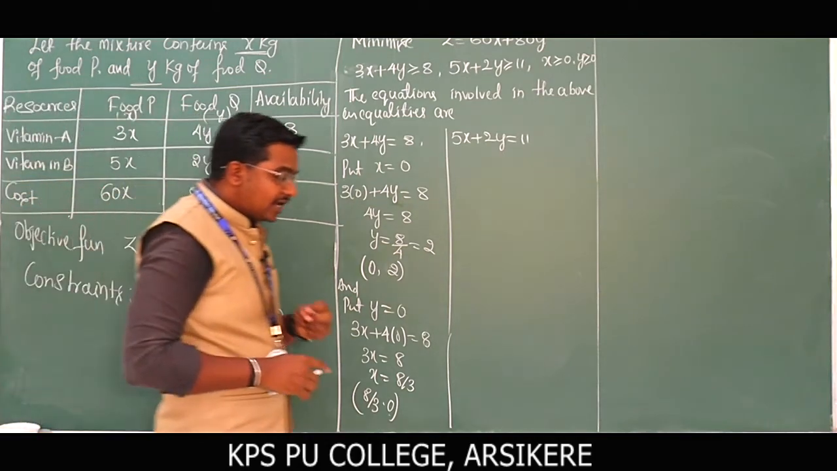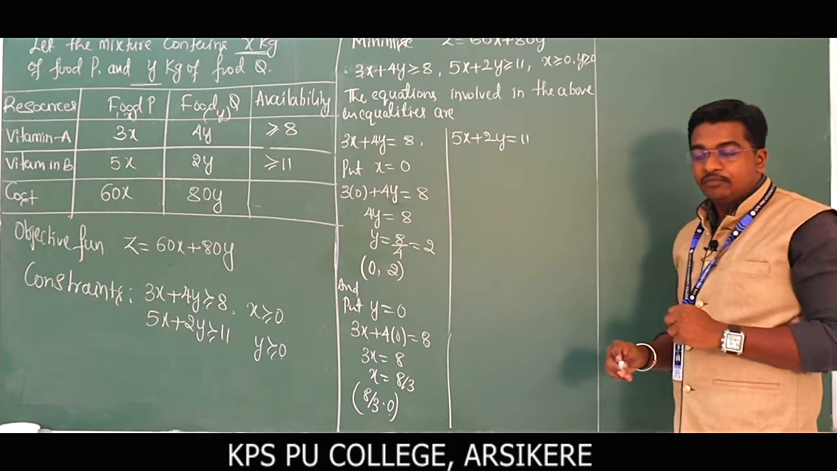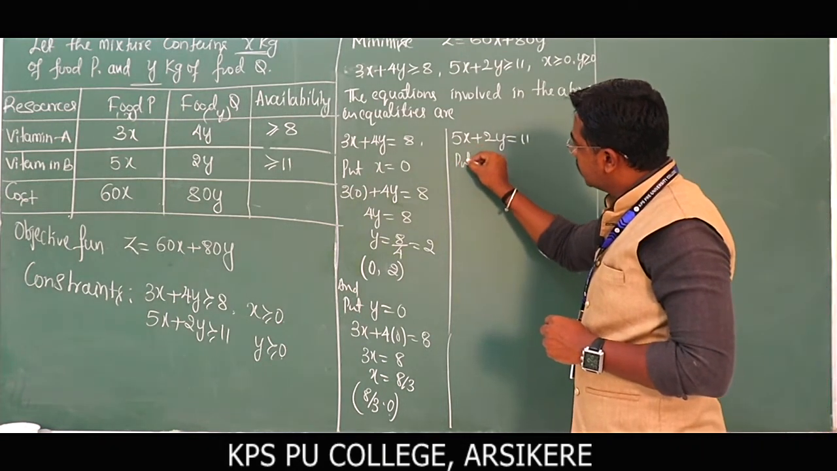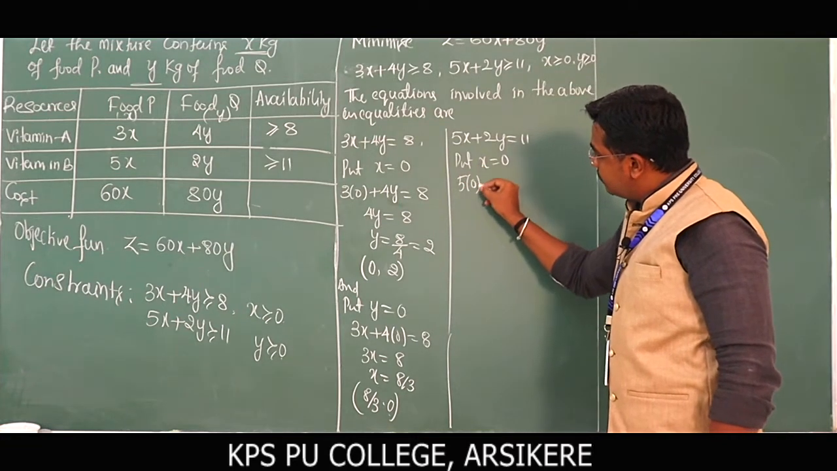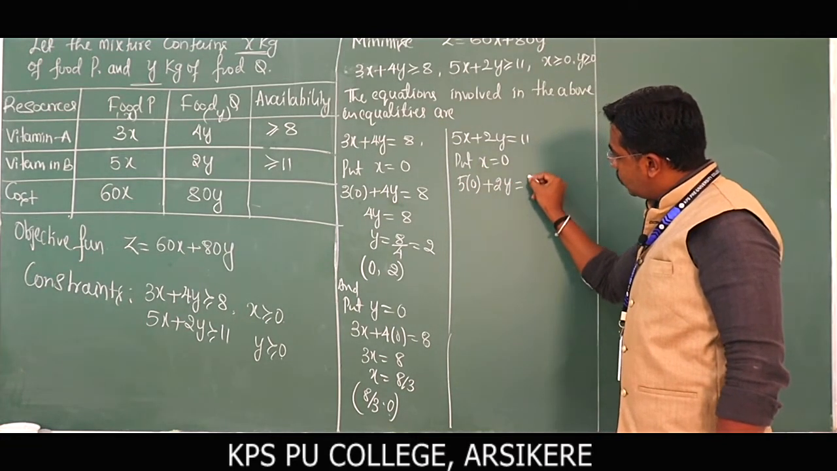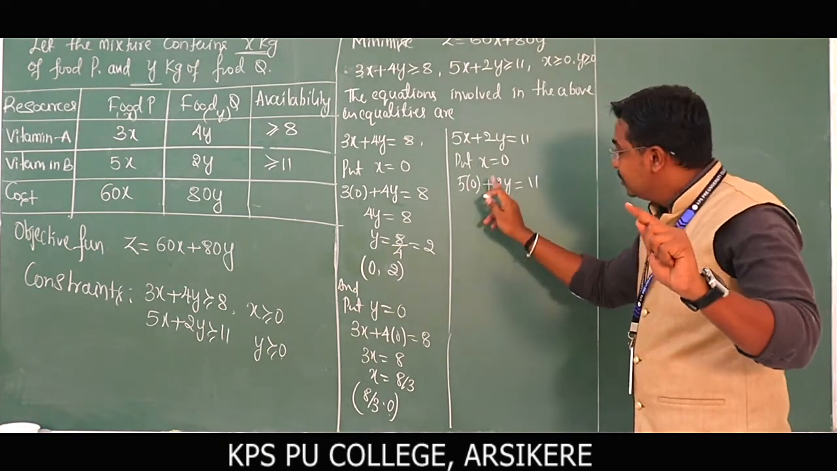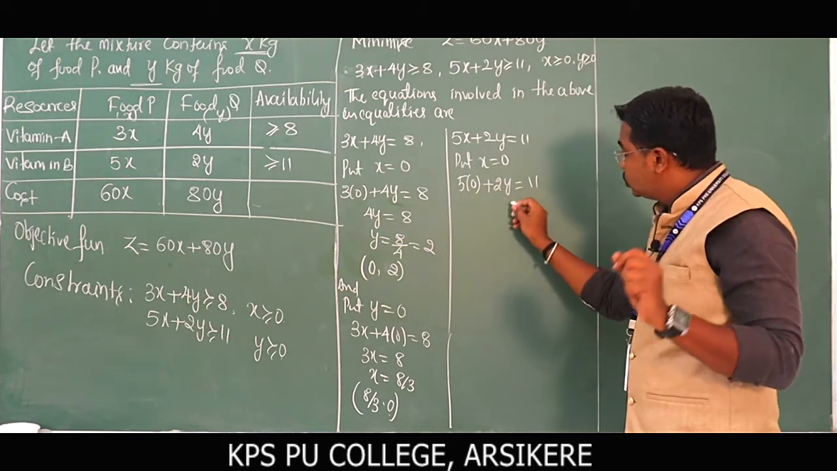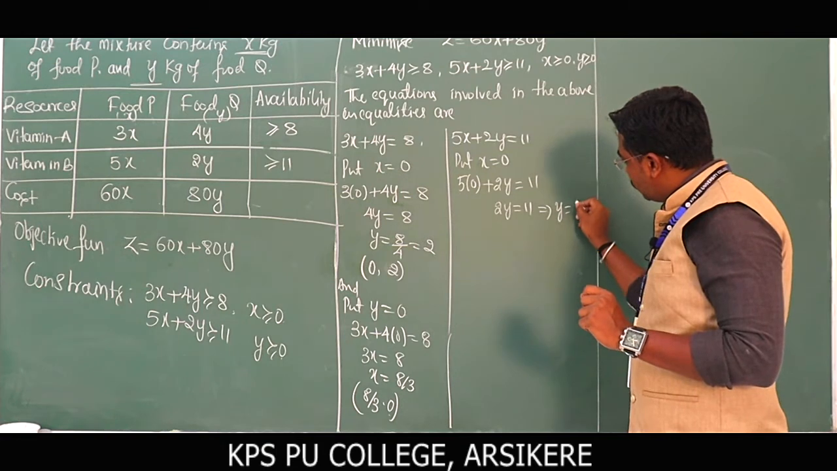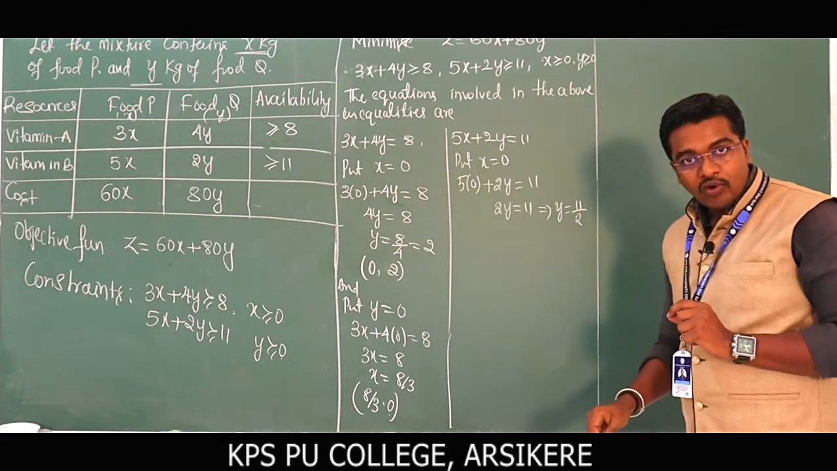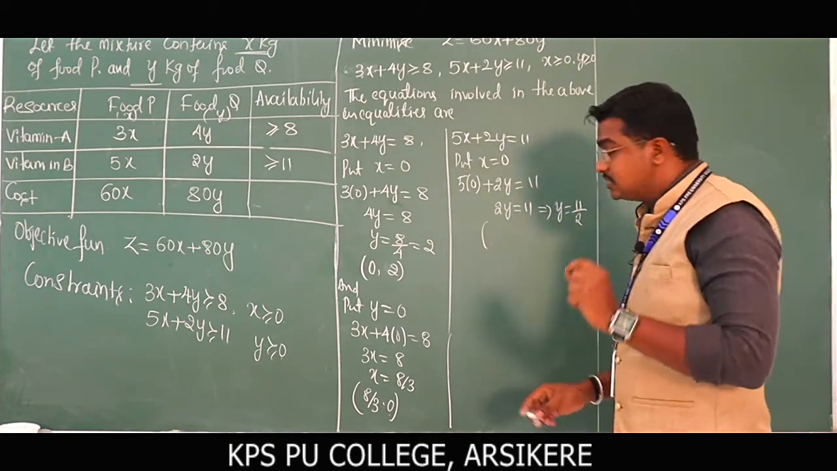Similarly, solve for the second equation. The second equation is 5x plus 2y is equal to 11. When we substitute or put x is equal to 0, that becomes 5 into 0 plus 2 into y is equal to 11. Clear? So again 5 into 0 is 0, 0 plus 2y is 2y is equal to 11, which implies y is equal to 11 divided by 2. y is equal to what here? 11 divided by 2.